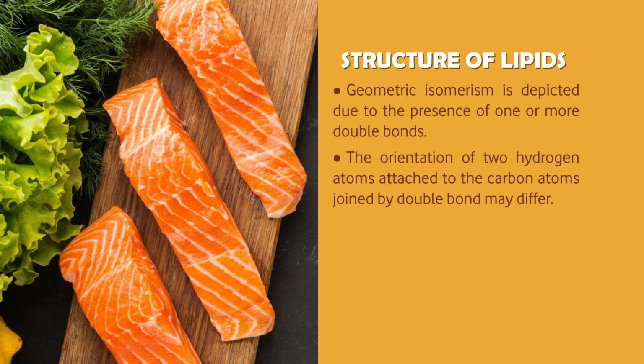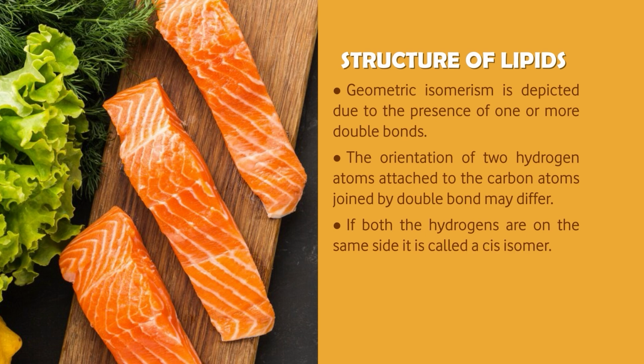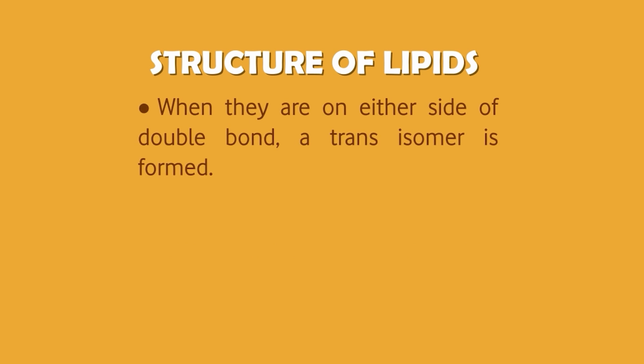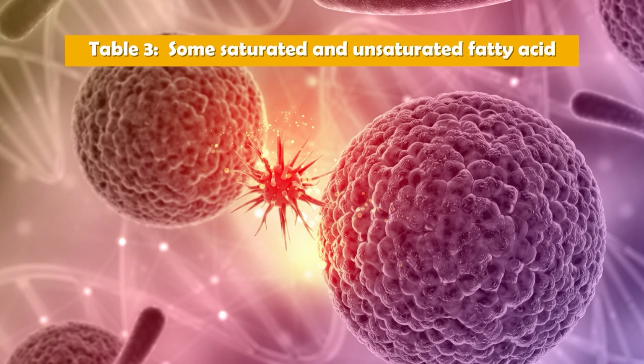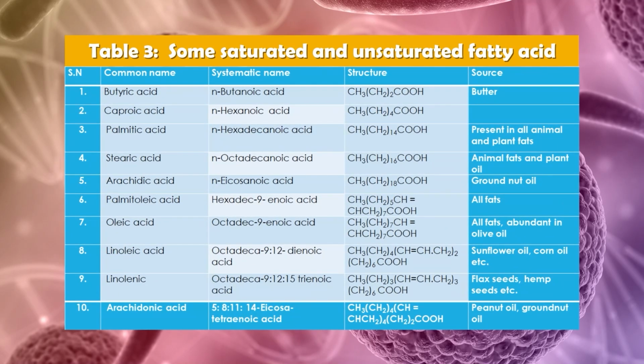The orientation of two hydrogen atoms attached to the carbon atoms joined by a double bond may differ. If both the hydrogens are on the same side, it is called a cis isomer, and when they are on either side of the double bond, a trans isomer is formed. Nearly all naturally occurring unsaturated fatty acids have a cis configuration. So, these are some saturated and unsaturated fatty acids.